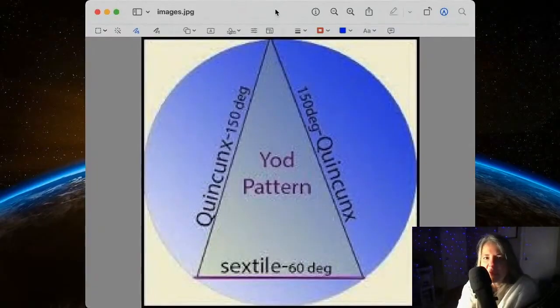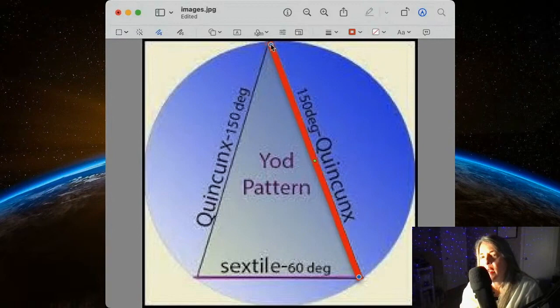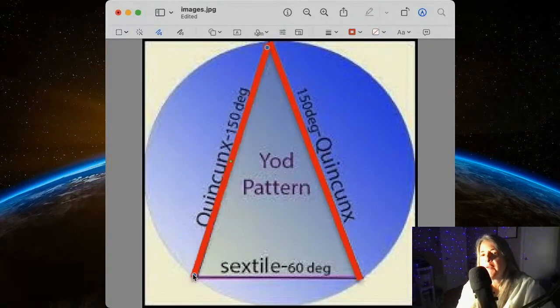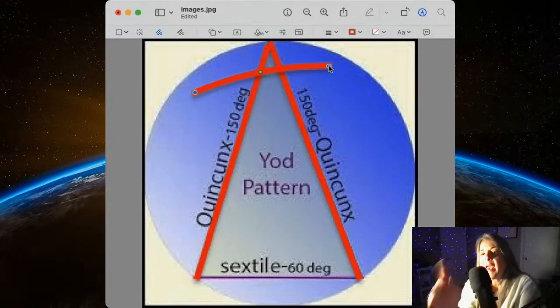We got it on the screen now. I know it's pixelated, but we're just going to have to deal with it. Yeah, from one point to one point, it's 150 degrees away. The quincunx. Okay. Then from that same point, 150 degrees away, so that can be to a house cusp line or a planet, and it creates another quincunx. So that's two quincunxes in the chart, one on the left, one on the right.